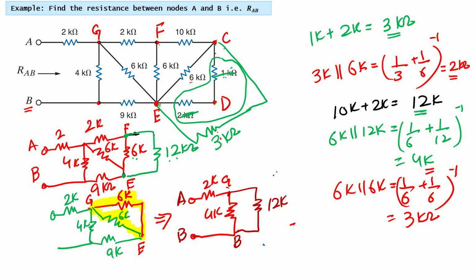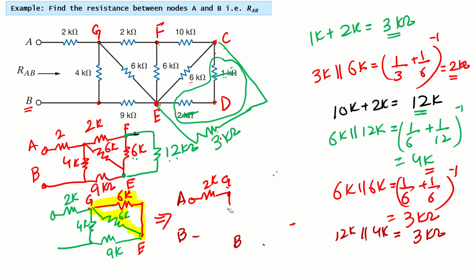Now between G and B, I have 12K and 4K. This 12K and this 4K are in parallel. So 12K and 4K in parallel will also be 3 kilo. So I can replace these two resistors with one resistor connected between point G and B with a value of 3K.